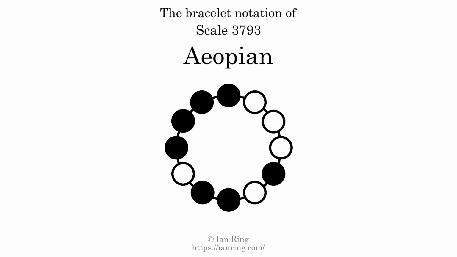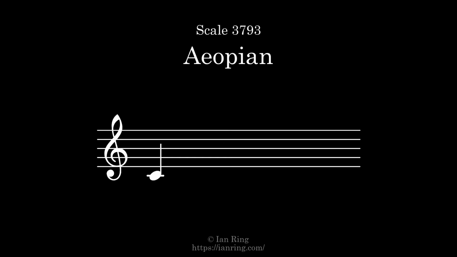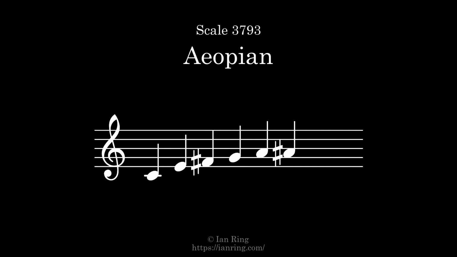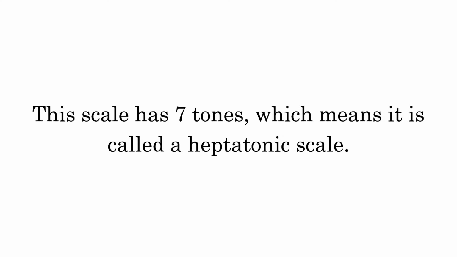Today we will talk about Scale 3793, Aeolian, which sounds like this. This scale has 7 tones, which means it is called a heptatonic scale.